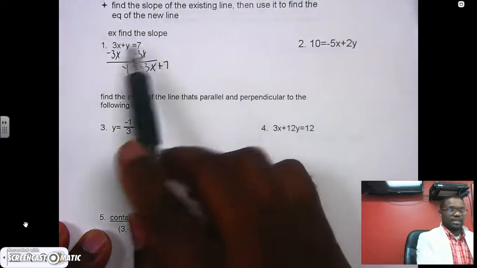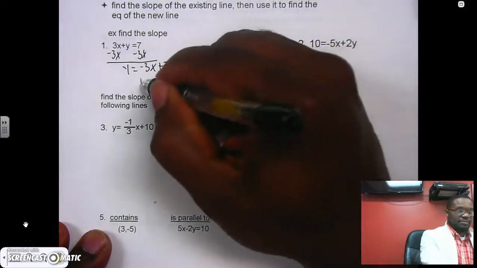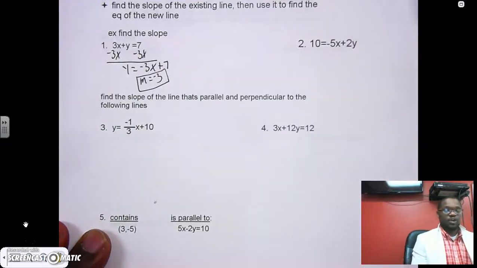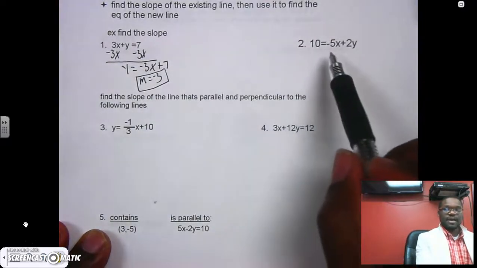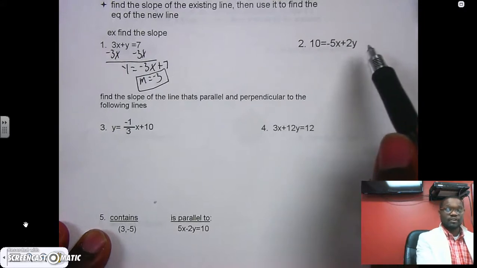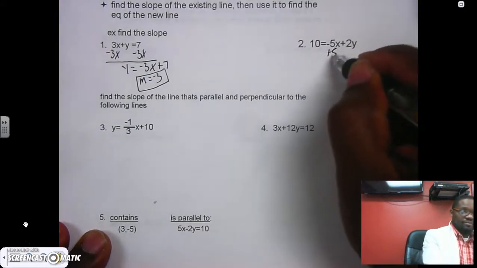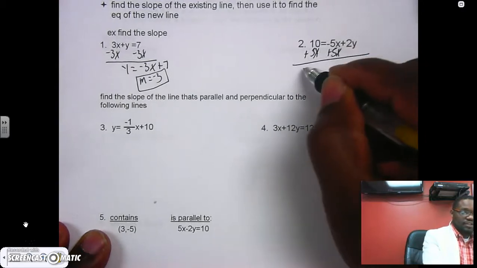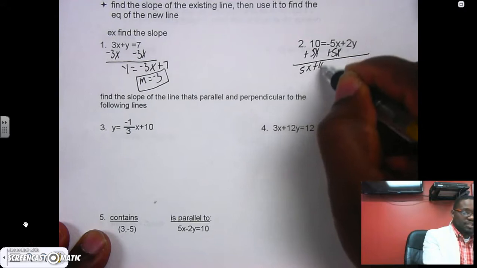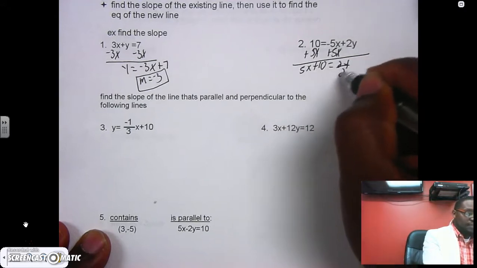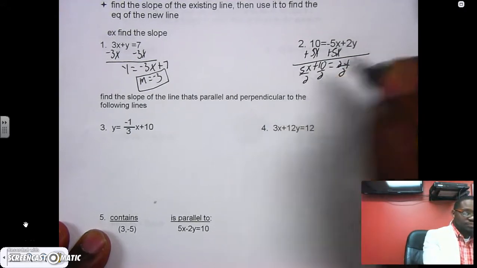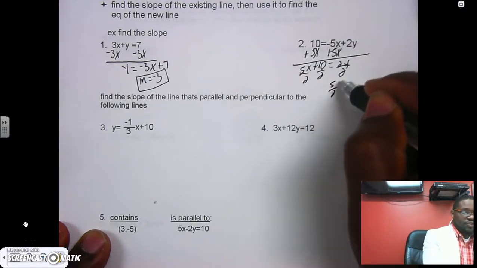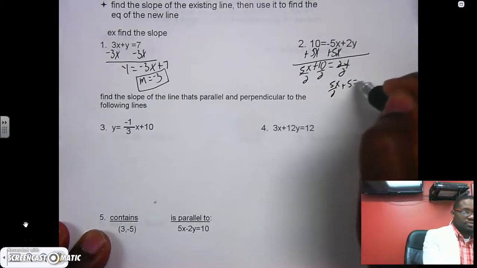So I subtracted 3x from both sides, and I find out that my slope is -3. Okay? Over here, even though it's flipped around, it doesn't matter. I still need to isolate the y, or get the y by itself. So I got to move the x to the other side. So I add 5x to both sides. That's the x. So I have 5x plus 10 equals 2y. Divide everything by 2. And you get 5 over 2x plus 5 equals y.